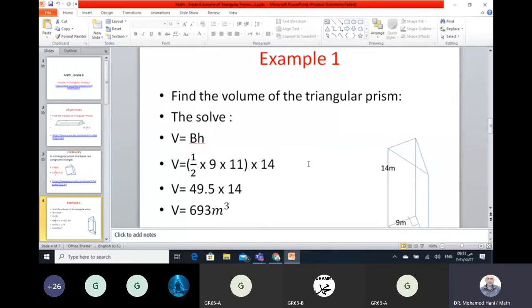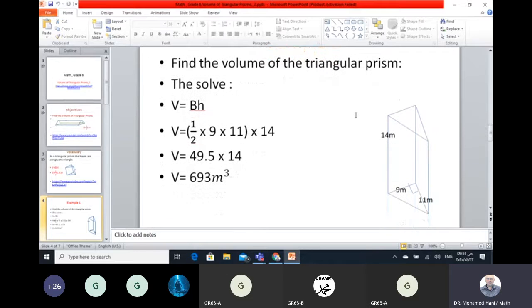In this example, find the volume of the triangular prism. It is very important to see the figure and to know the information. Look at the base here. In the base we have a triangle. This is the base of the triangle, which means b equals 9. And this is the height of the triangle, which means the height here equals 11. And this side means the height of the triangular prism.